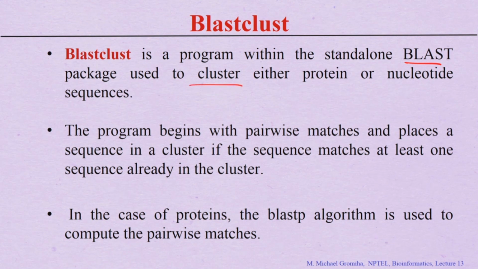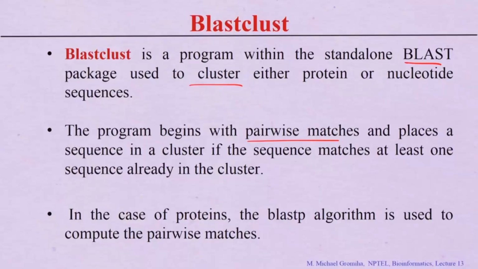So, how does it work? It first begins with a pairwise match and places the sequence in a cluster. If the sequence matches at least one other, that is, if two sequences have high identity, and you are interested in a threshold of 25%, meaning more than 25%, you put them in one cluster. In the case of proteins, they use BLAST P for the alignment.